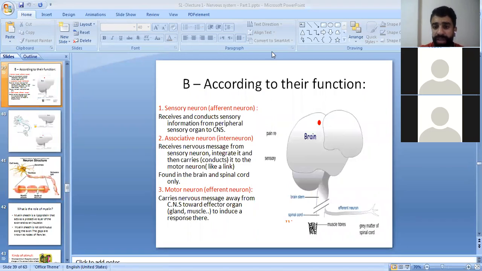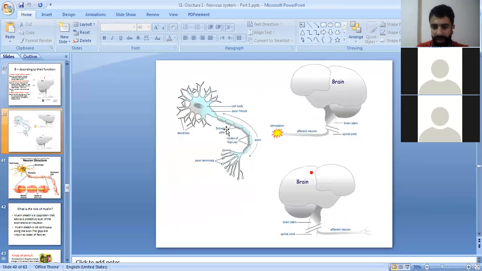According to their function, we have the sensory neuron, which is called afferent. The sensory neuron receives and conducts sensory information from the peripheral sensory organ and the receptor organs to the central nervous system. Then interneuron, it's called associative. It has a role in integrating. It's only found in the brain and the spinal cord. So it's like a link. And the motor neuron is called efferent. It carries a message from the central nervous system toward the effector organ to have a response there.